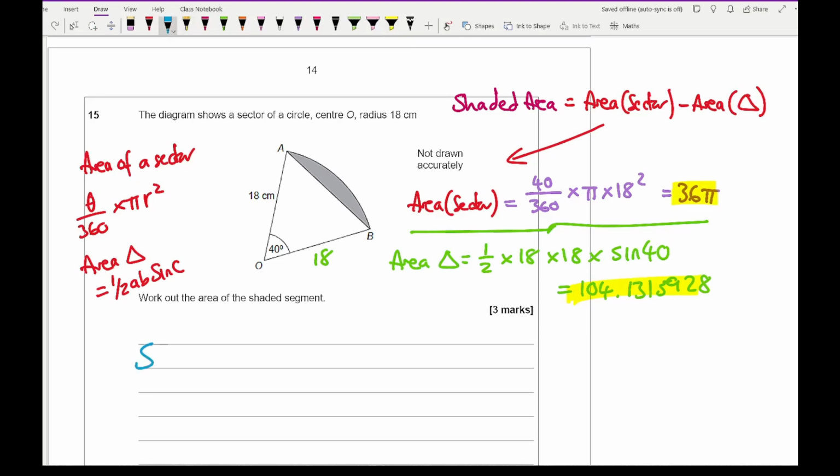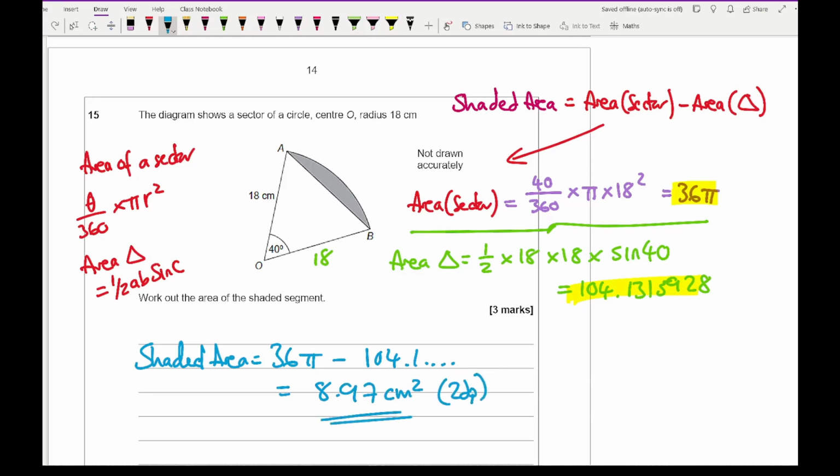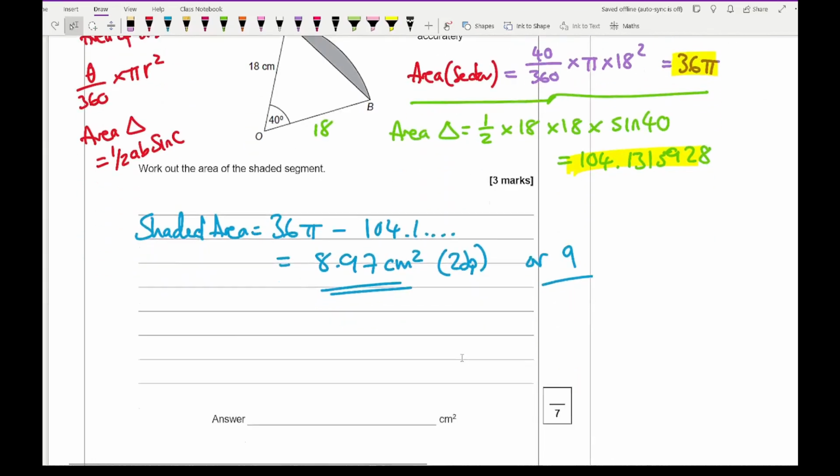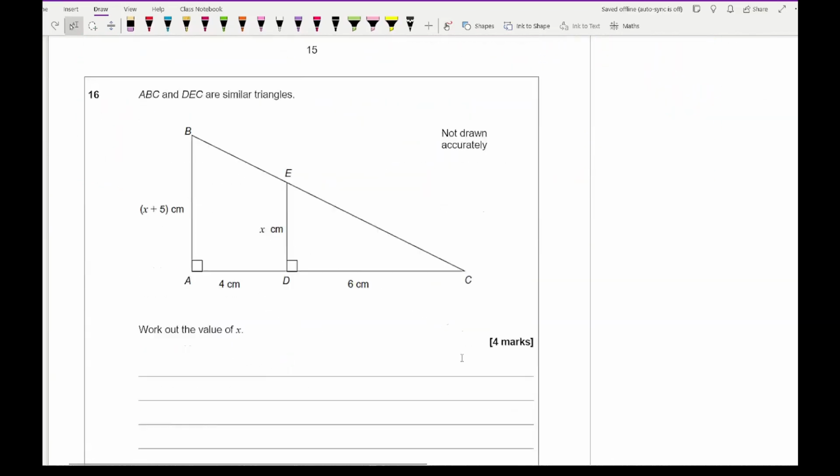So all that's left for me to then do is just take those two numbers away from each other. So the shaded area is going to equal 36 pi minus 104.1 and whatever you've rounded it up to, and that gives me an answer of 8.97, and that's in centimetre squared, and that's to 2 decimal places. Or I could write 9, whichever you prefer in terms of your rounding, but always state what you've rounded it to if you have rounded your answer.